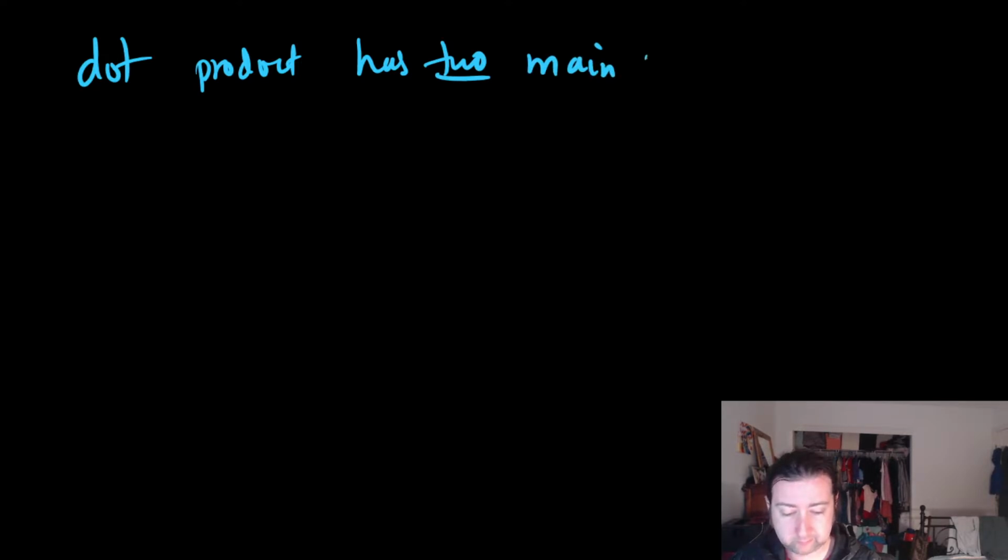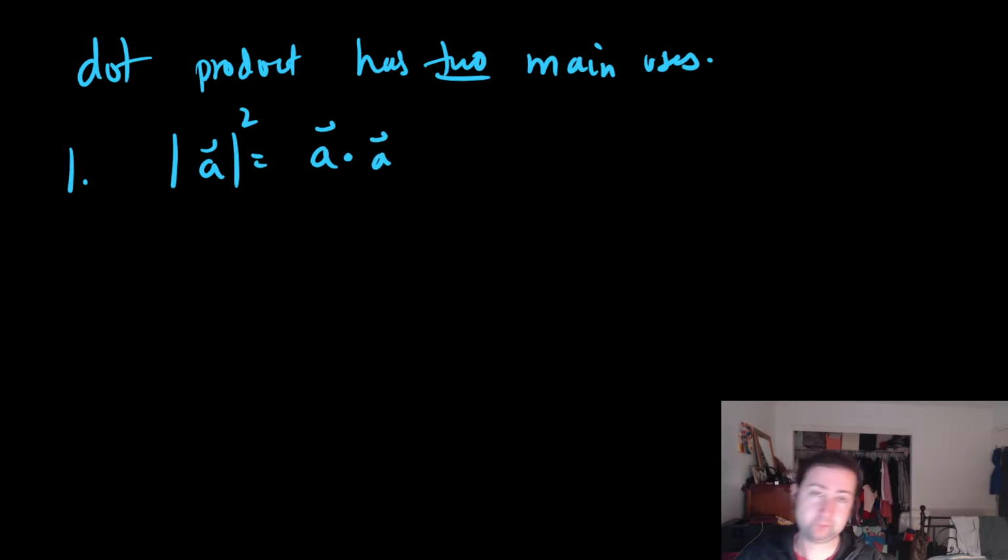Now the use of the dot product is twofold. The first we've already seen. The dot product encodes something about the length of a vector. So the dot product has two main uses. The first we've already seen, which is that the length of a vector A can be expressed as a dot product. And the second is that the dot product encodes the angle between two different vectors.